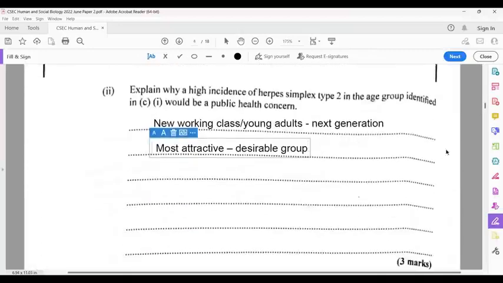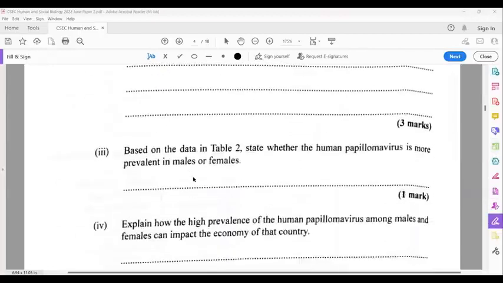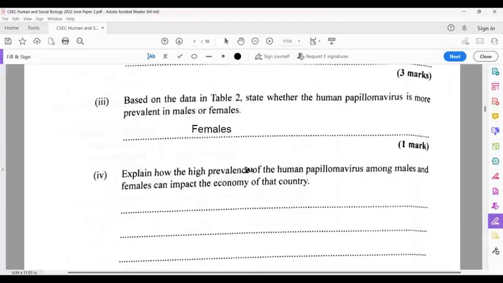So which one has the higher number? The females. They asked you which one. So you have two choices, either males or females. So this is literally an example of a 50% question for 1 mark.